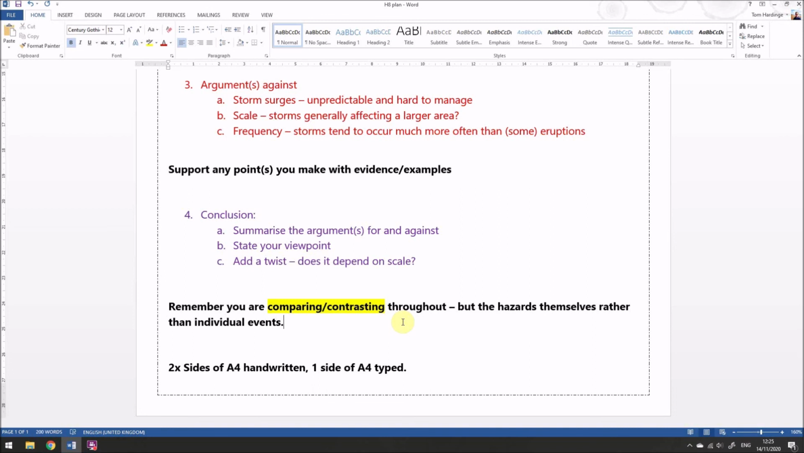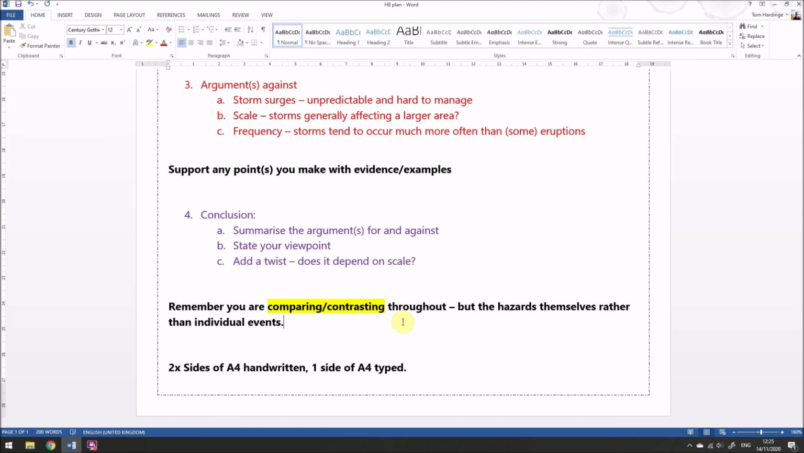Just a final reminder as well about the amount that we should be writing for these sorts of questions. If you're handwriting it, a minimum of 2 sides of A4 handwritten. If you're typing it up, 1 side of A4 typed up in a relatively small font, so a size 11 font, for example, not a size 18 font.